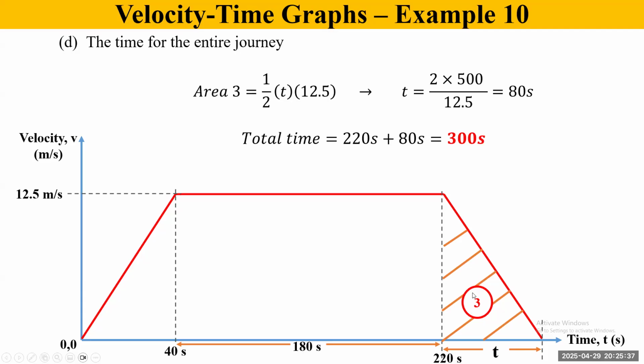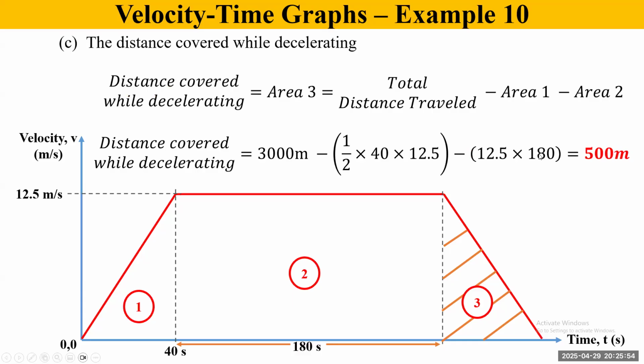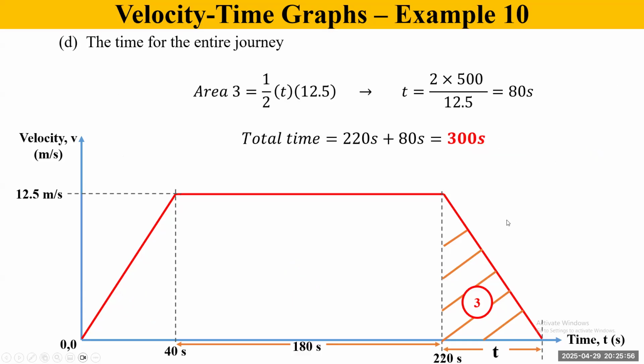Once you get the distance here, you could just use your area formula now, because the area is half base times height, which is half t times 12.5. So from that, you know that the total distance it had was what? 500. What was the distance here? Work out 500. So it's 500 for this section here. So 500 is equal to half t times 12.5. So you see there, you transpose your t, you get 80 seconds.